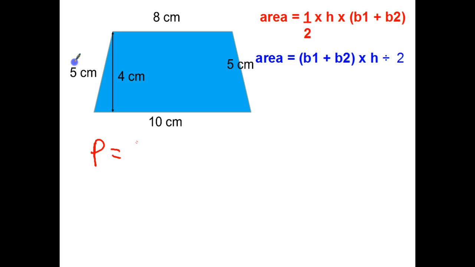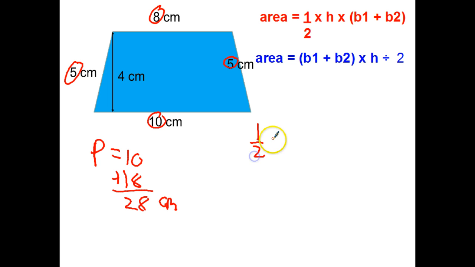Perimeter's going to go fast. I got a 5 and a 5. There's 10, and I got a 10 and an 8, which is 18. 28 centimeters around.